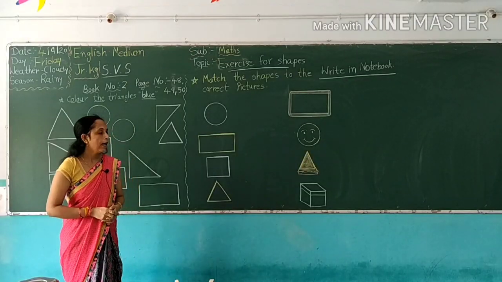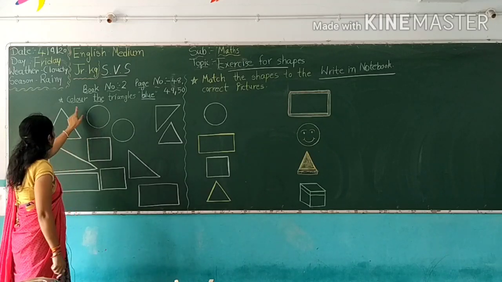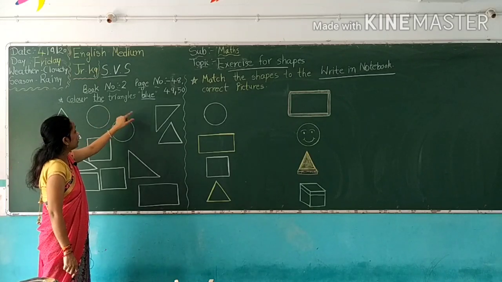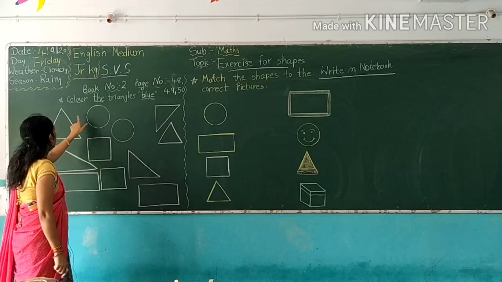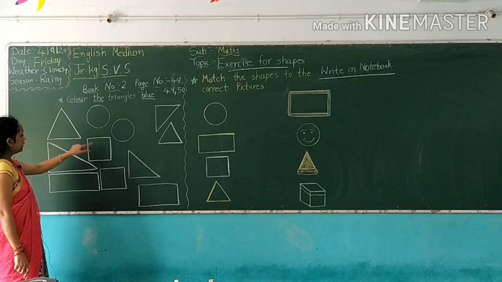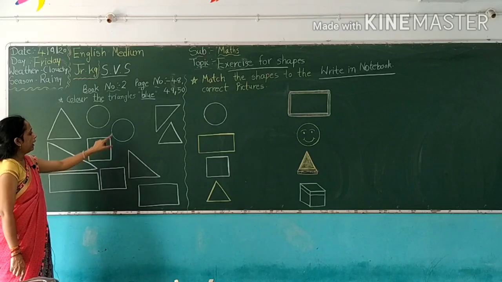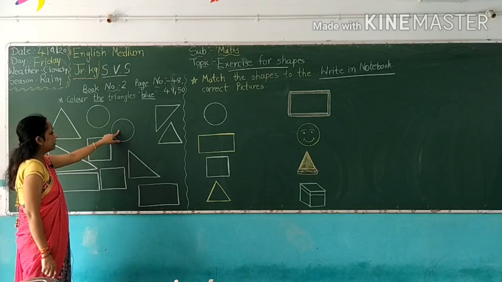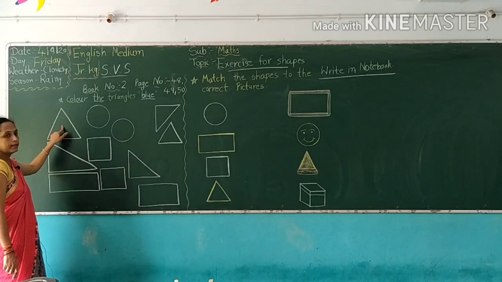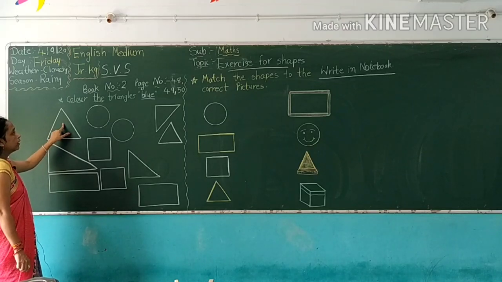So students, now I will teach you the exercise for the shapes. Our first exercise is color the triangles. Color the triangles blue. So here, where is the triangle? This? No. Which shape is this? This is a square. And which shape is this? This is a circle. So where is the triangle? Tell me. Yes, this is a triangle. So color the triangles blue.